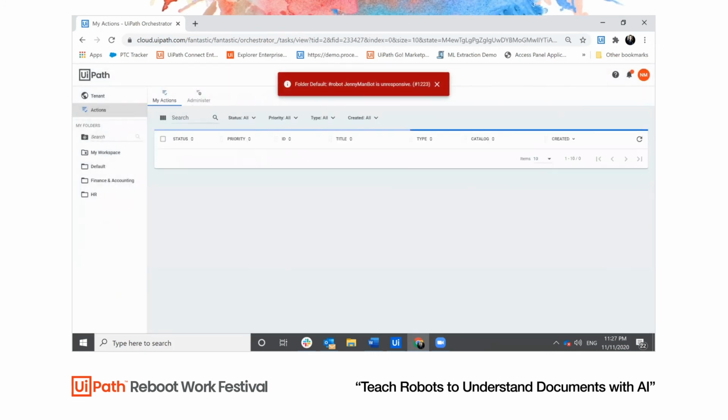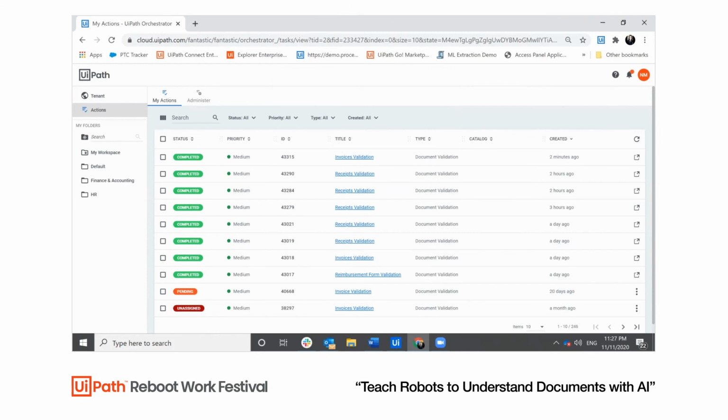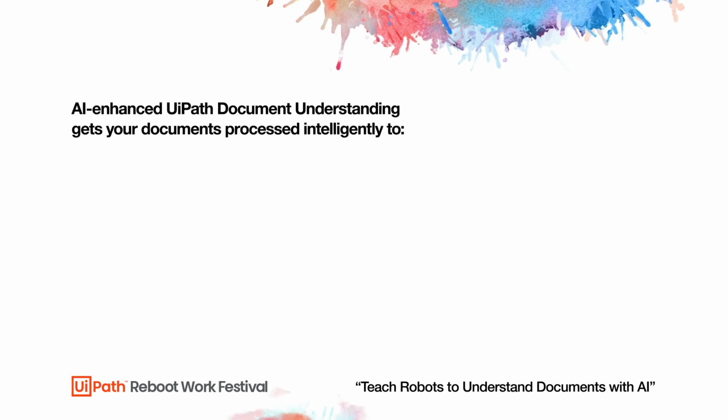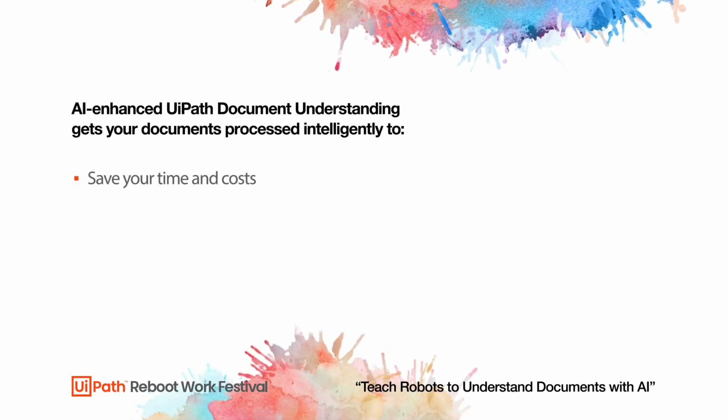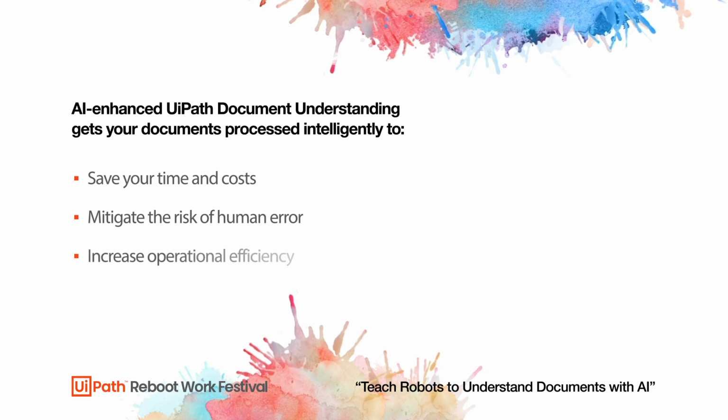So now that I've handled any exceptions and validated any of the data, the robot will finally export that data for further usage. For example, it could email it, export it to a spreadsheet, or directly enter it into an ERP system. Document understanding can save plenty of time and cost spent on manual document processing. It helps mitigate the risk of human error, improve compliance, and reduce time employees spend on rework. This means increased operational efficiencies and improved customer experience.